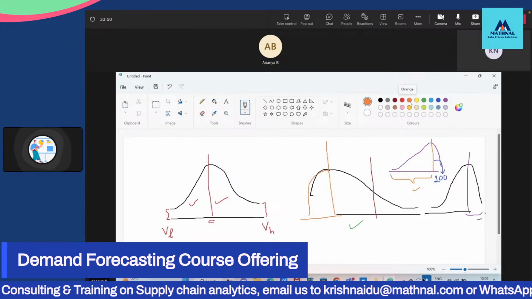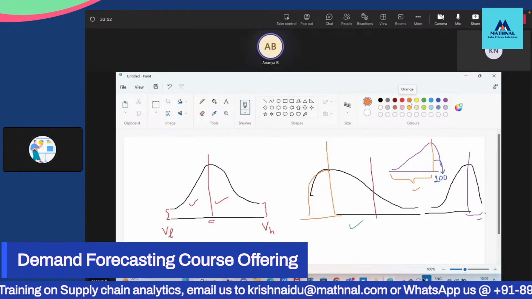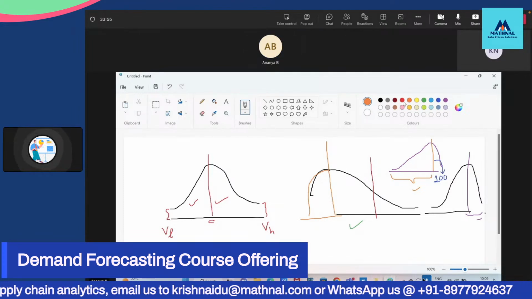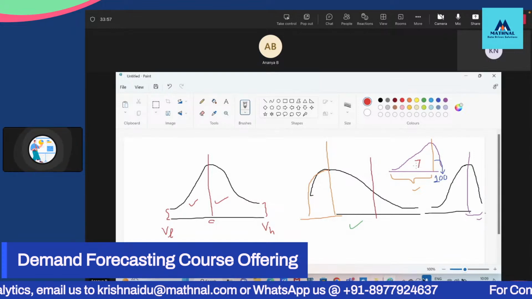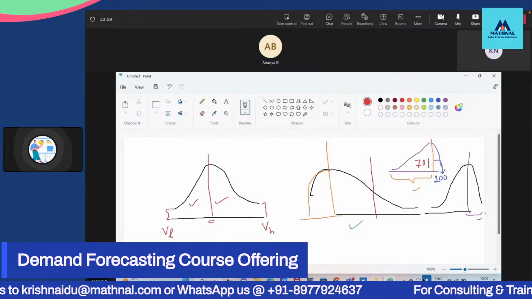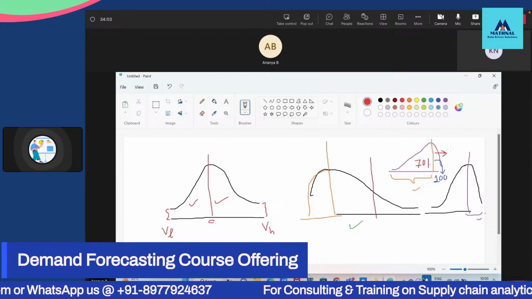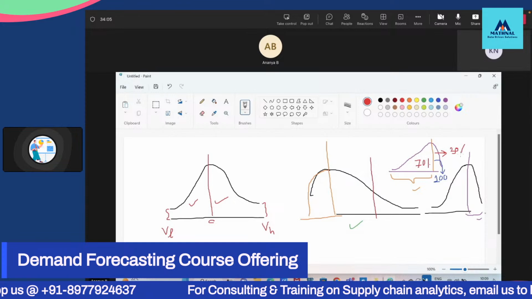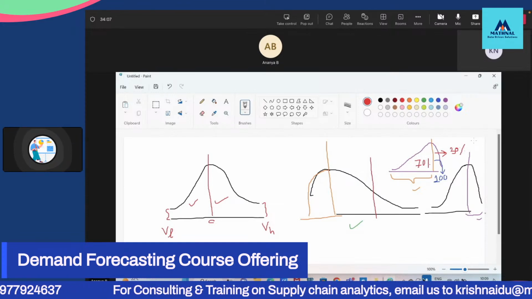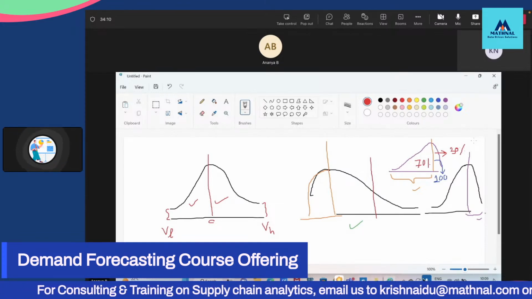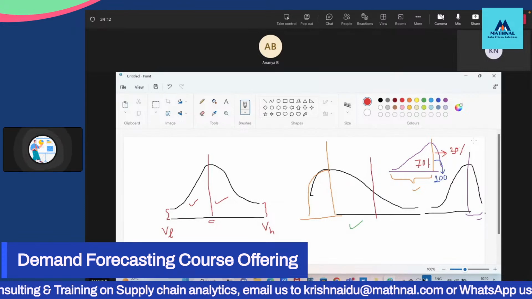Less than 100 is, for example, 70%. So 70% of the time I will be getting a volume of less than 100, and 30% of the time I'll get more than 100. So for the 30% of the time when there is a chance of getting a demand of more than 100, I am actually keeping an inventory of 120 units. That is a biased decision.